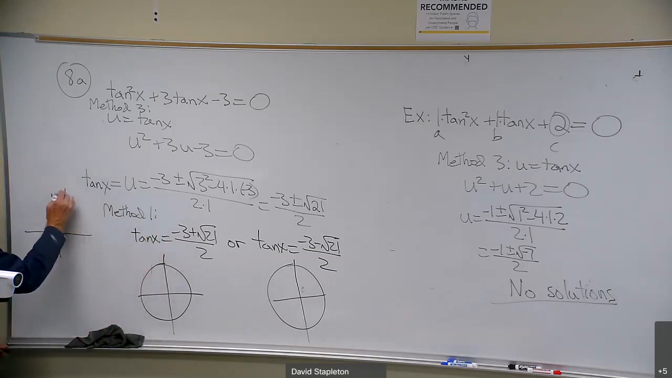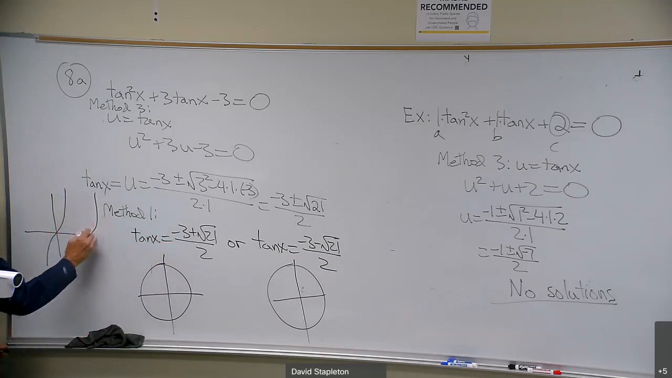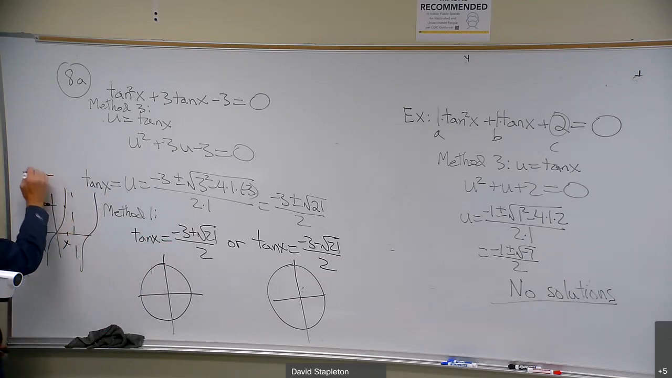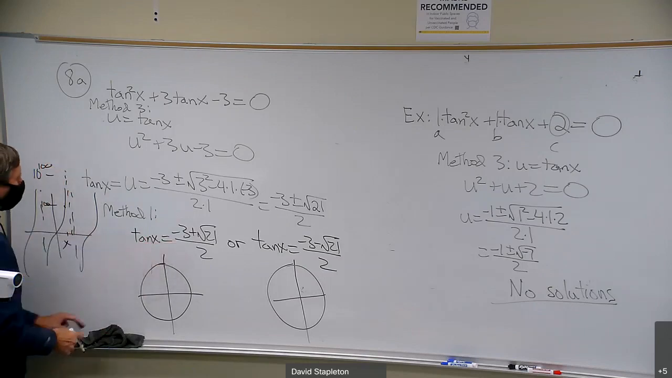Tangent is this function here. It looks like this, and then it repeats, has asymptotes, right? But if you tell me 100, there is an x for which tangent is equal to 100. If you tell me a googol, 10 to the 100th power, there's a solution for which tangent x is equal to a googol. It doesn't matter what number you put here, tangent always has a solution.